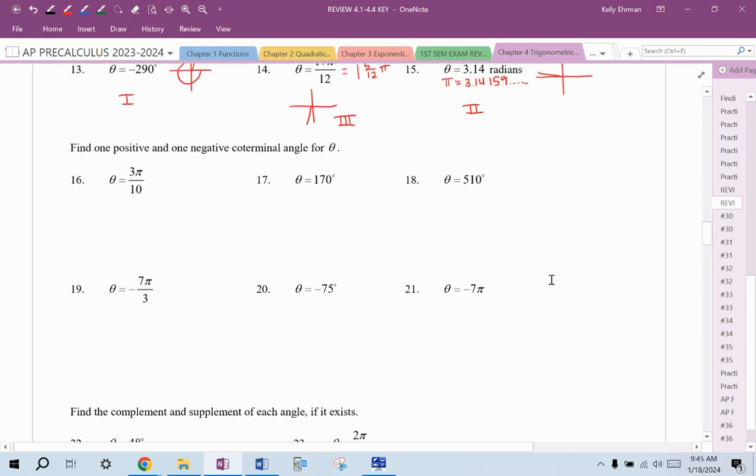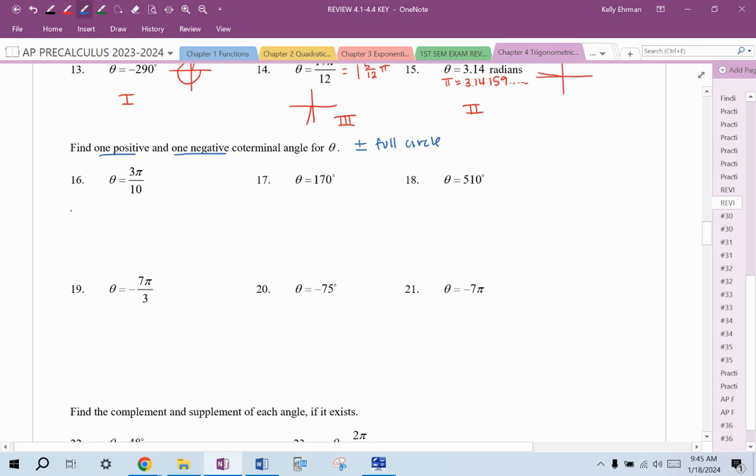All right, find one positive and one negative coterminal angle for theta. So one positive, one negative. The idea here is that you're adding and subtracting a full circle, but you might have to do that more than once if the angle is bigger than a full circle to begin with.